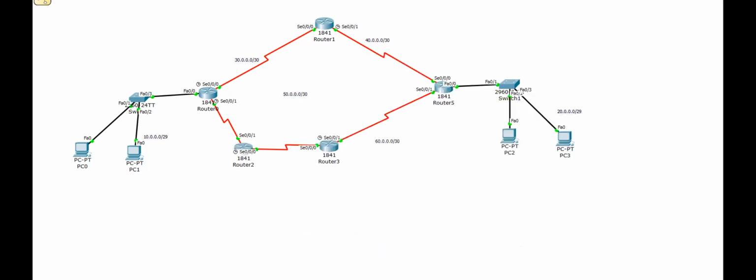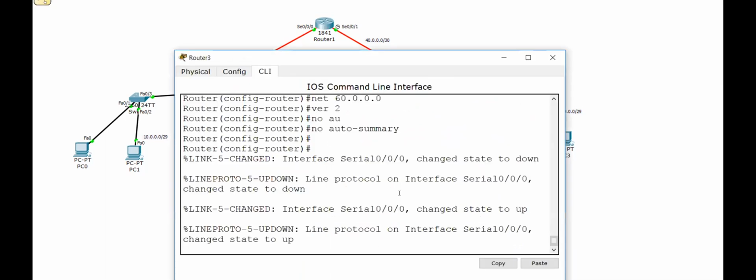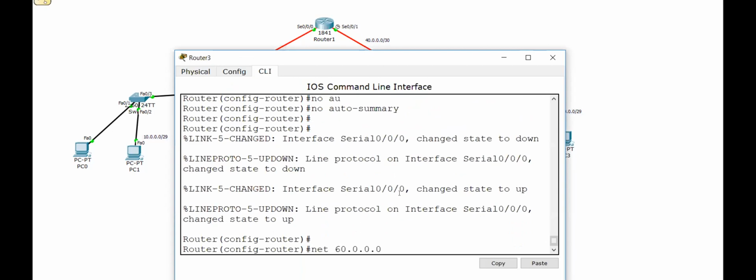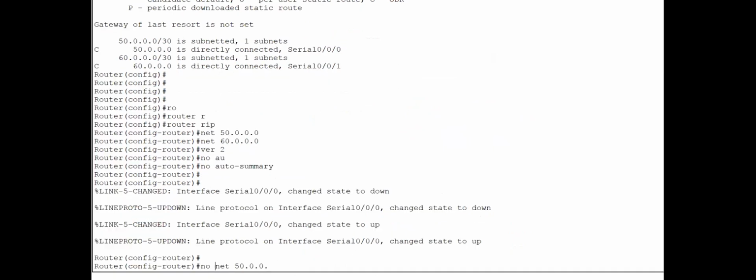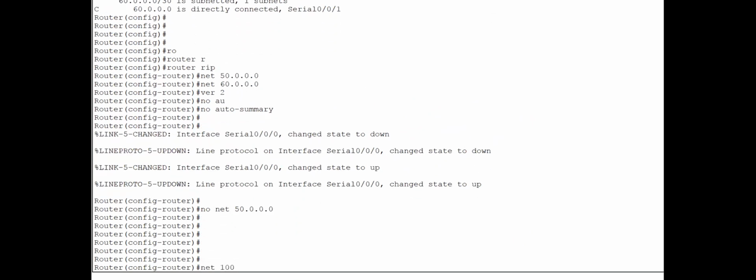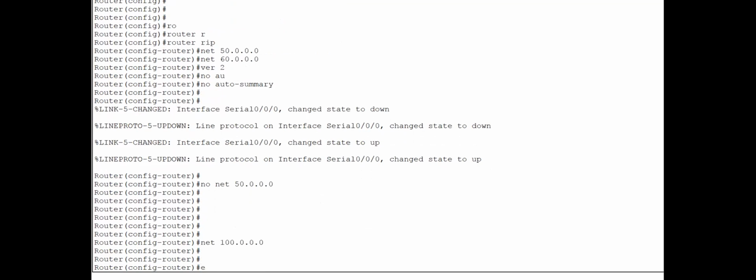Here I have already given the 50 network, but that 50 was directly connected to this serial. Now I have used a new router here, 100.0.0.1 here. So I have to change here serial 0/0/0 and I have to negate the command because I have to put no network here. Okay, and the network is 100.0.0.0 now.